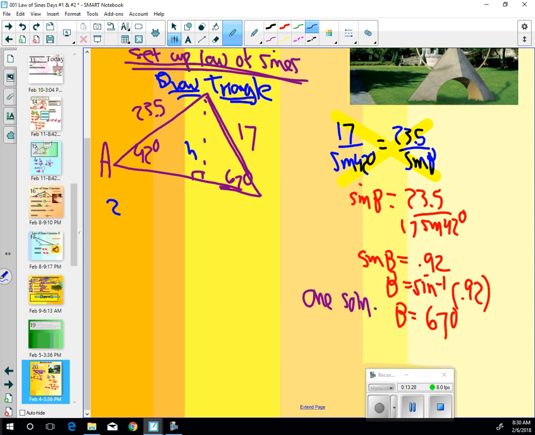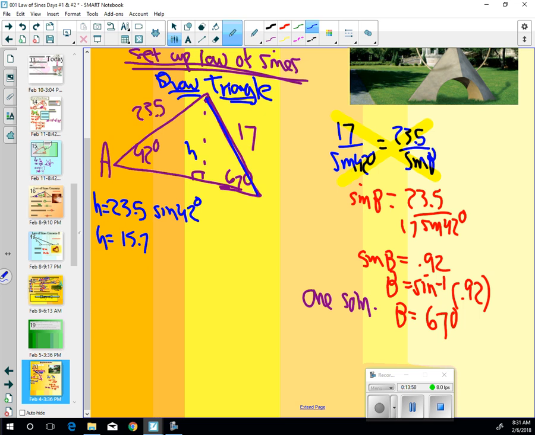It's 23.5 times the sine of 42. This is going to be my height. So could you real quickly tell me what that is? I hope it's more than 17. No, it can't be more than 17. It'll be less than 17. How much? 15.7. So what does this tell you? How many solutions are there going to be? There's totally going to be 2.